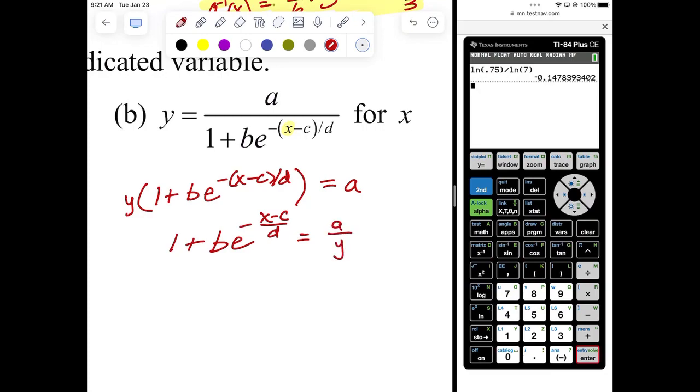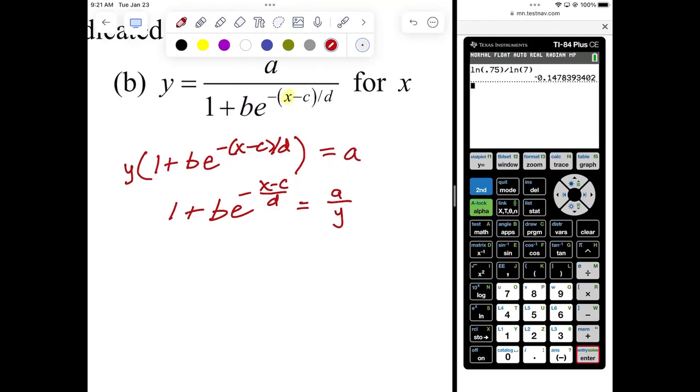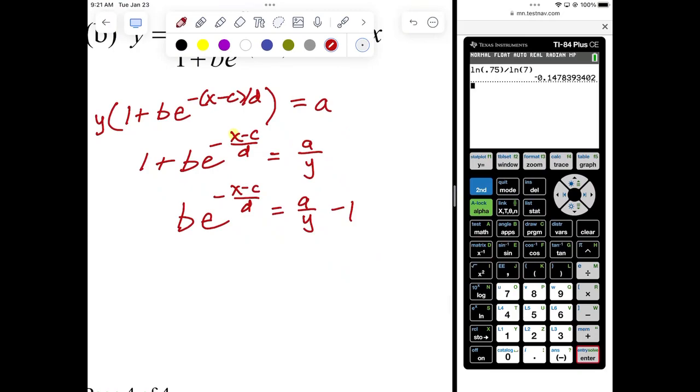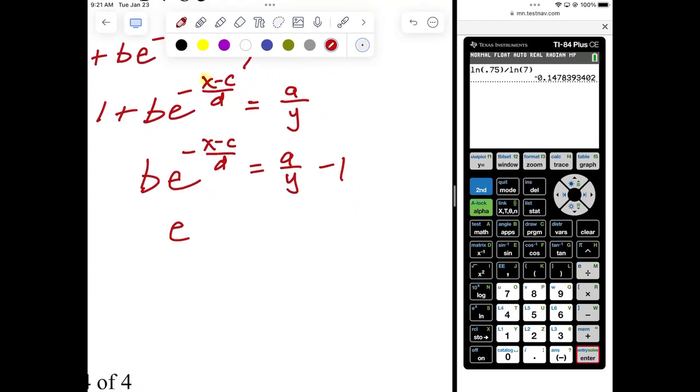All right. Now I'm trying to get at the x. Don't lose your target. There's your x. What do I need to do now to isolate the variable term? Subtract 1. So I get b e to the negative (x minus c) over d equals a over y minus 1. And now how do I get rid of the b that's in front of the e? Divide by b. Okay, so I get e to the negative (x minus c) all over d equals (a over y minus 1) all over b.